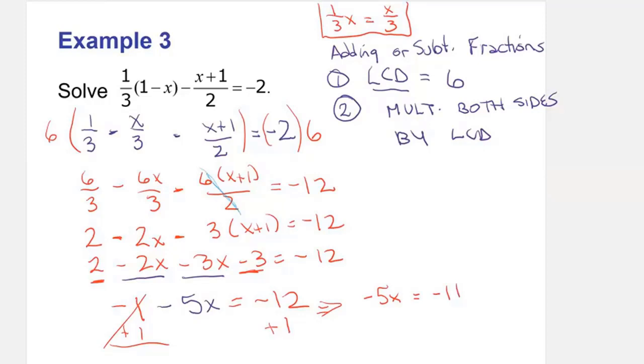And then I'm going to divide both sides by negative 5. The way that signs work for division is exactly the same way they work for multiplication. A negative times a negative is a positive, and a negative divided by a negative is positive. The negative 5 and the negative 5 cancel, these negatives cancel, and I just end up with x equals 11/5.